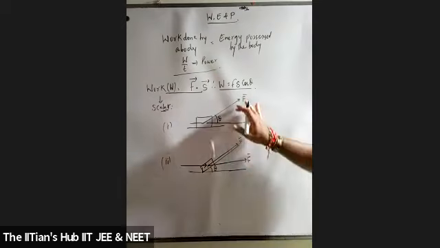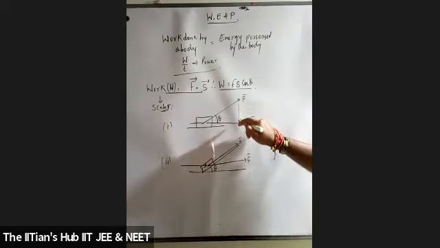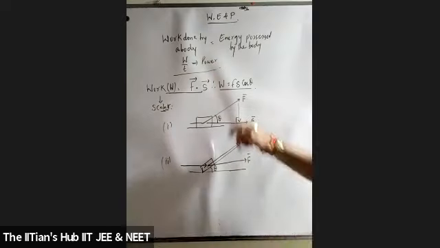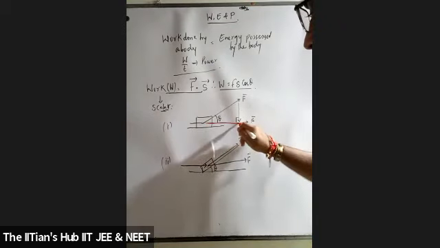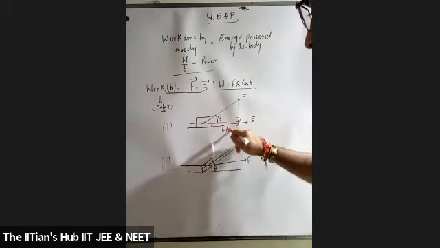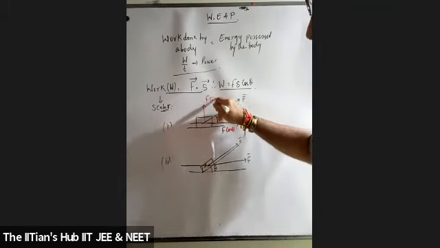So what is happening here? Force and displacement are not in one direction. So what do you do? You drop a perpendicular. If I drop a perpendicular, students, tell me what is the component of force? The component is F cos theta. Agreed? You have F sin theta and F cos theta as the two components.